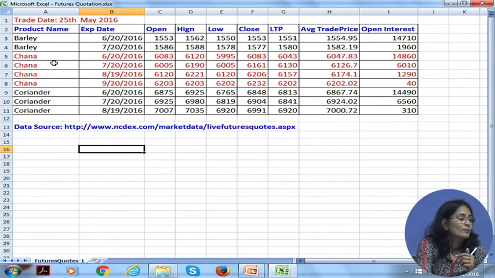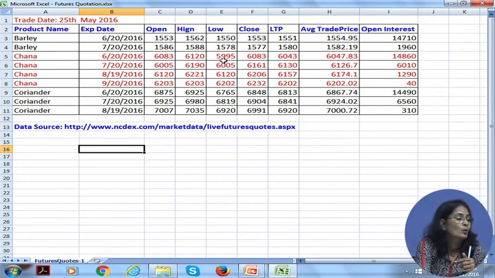The trade date is 25th May, but this contract matures on 20th of June. This contract matures on 20th of July. This contract matures on 19th of August. This is 20th of September. So when the exchange opened, the first buy and sell order to match in the futures contract was at 6,083 rupees.